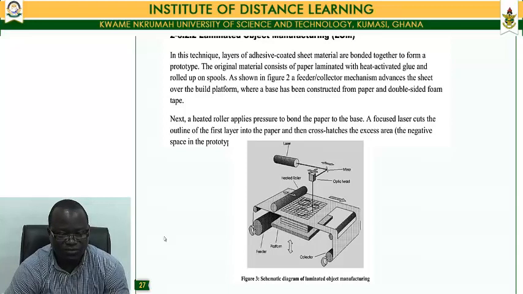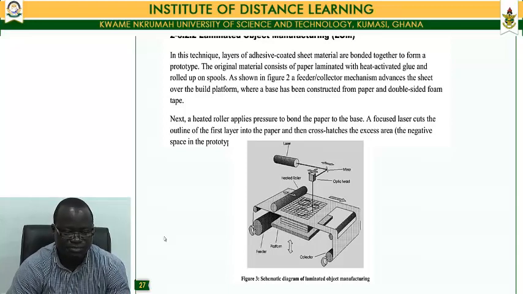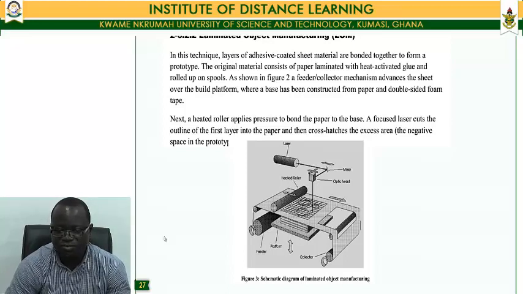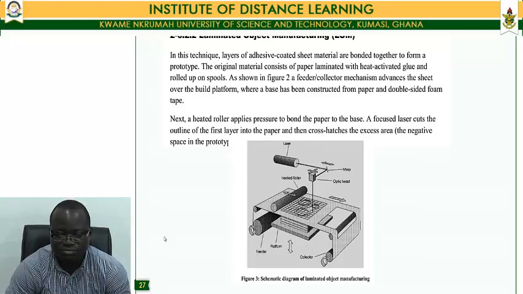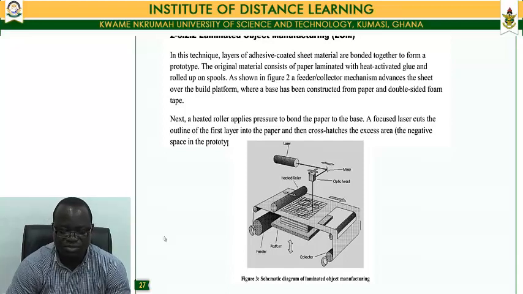Now, laminated object manufacturing is basically a technique where we have layers of adhesive coated sheet material which are being bonded together to form the prototype. Now, the material may consist of paper laminated with a heat activated glue, and that is rolled up. And there's a feeder or a collector mechanism that advances the sheet over a build platform, where the base will have to be constructed.